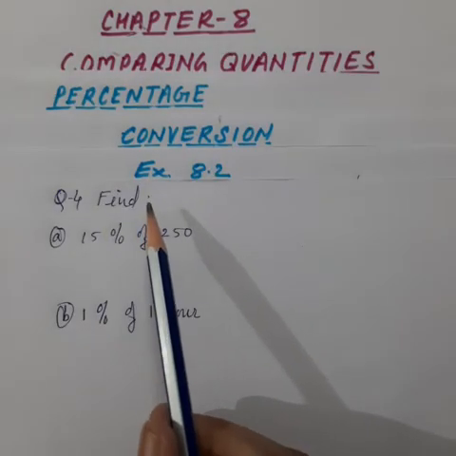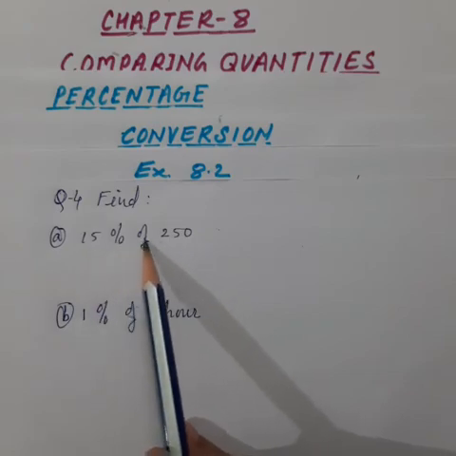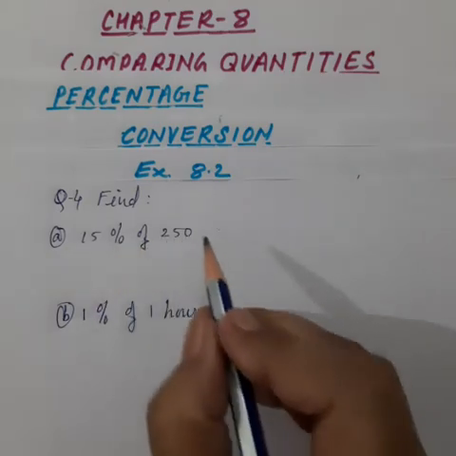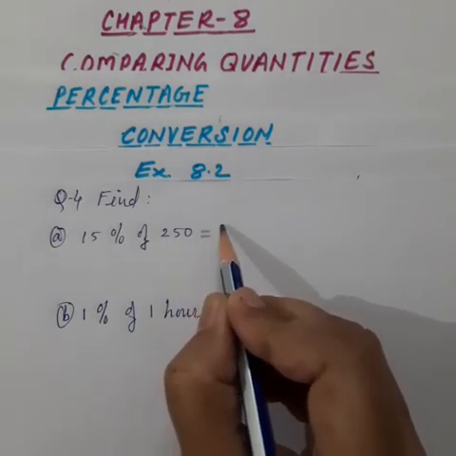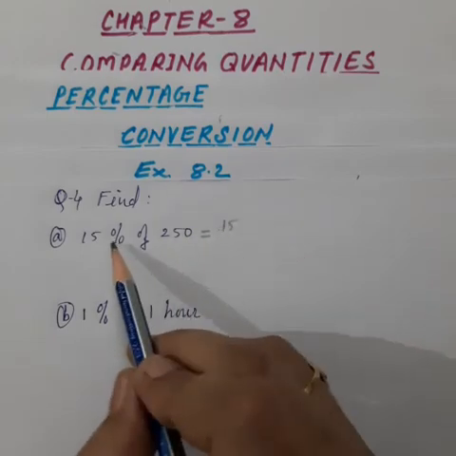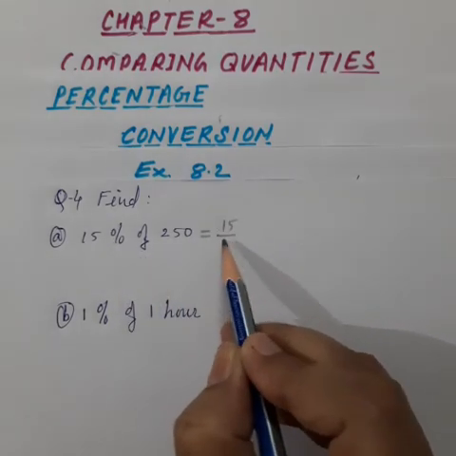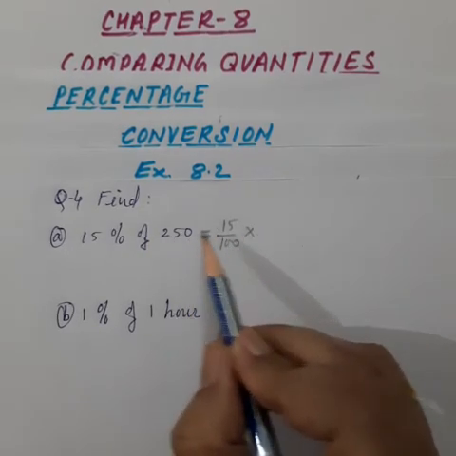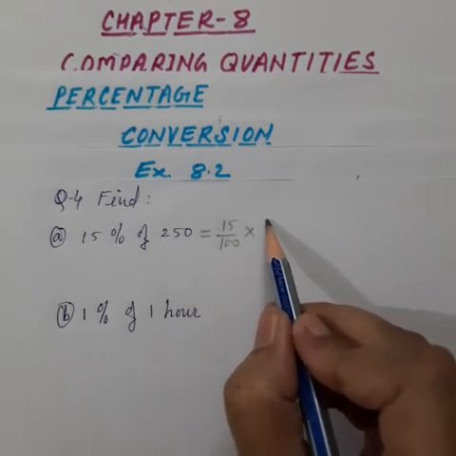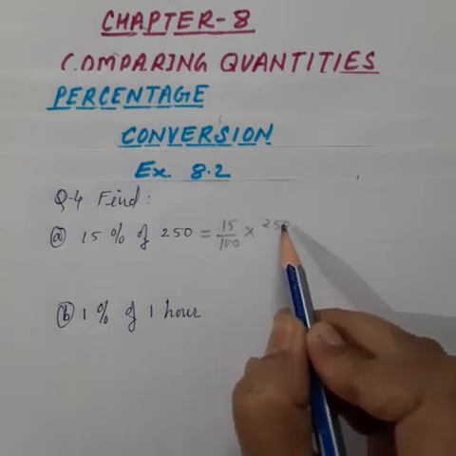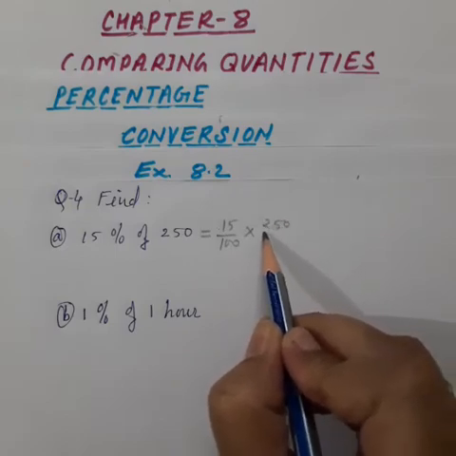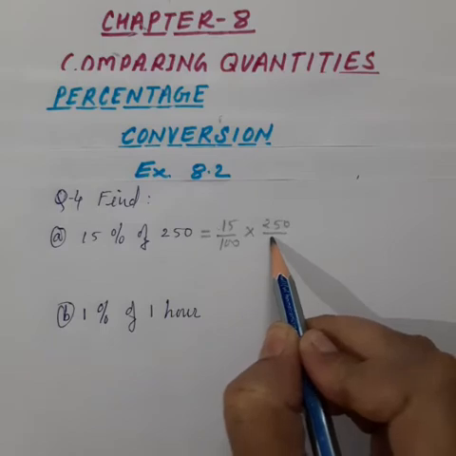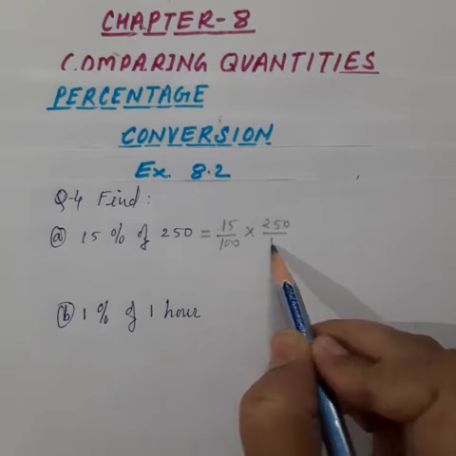Question 4. Find A. 15% of 250. So, write 15. For percent, we will divide by 100. Of means into. And this is 250. 250 in the numerator. We can write any whole number as a fraction by writing its denominator as 1.